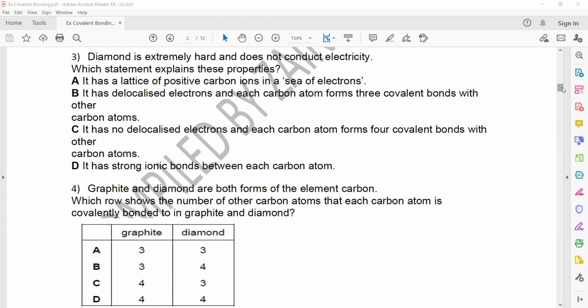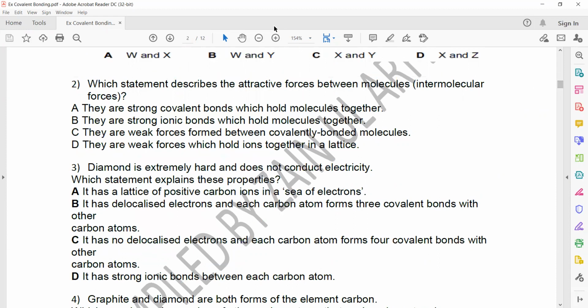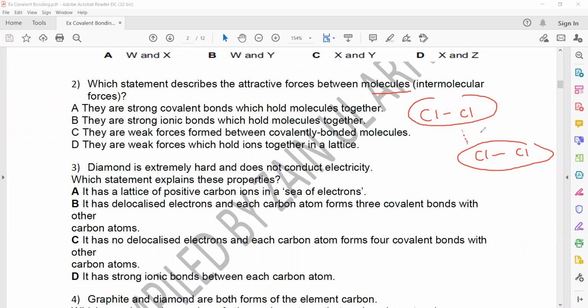For question 2, why is C the right answer? Number 1, the force of attraction between the molecules is weak. For example, you have a chlorine molecule, Cl2, and another chlorine molecule, and they don't have a bond with each other. That's why the force of attraction between the molecules is always weak, and that is also the reason covalent compounds have low melting and boiling points. So A and B are totally wrong because the molecules don't have a strong force, they have a weak force.